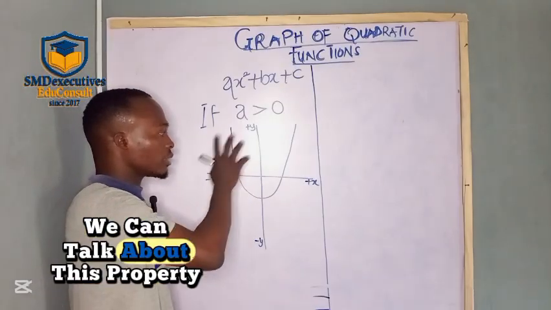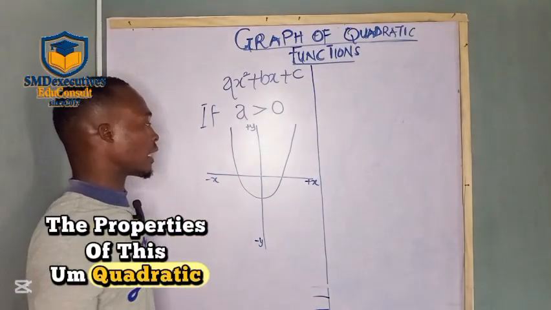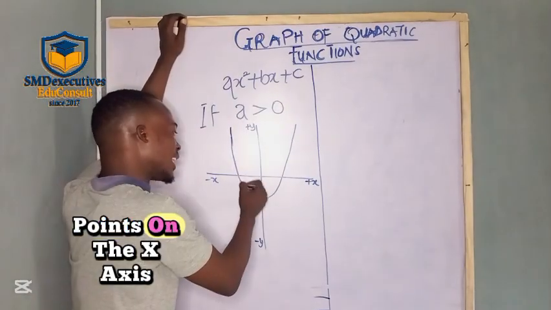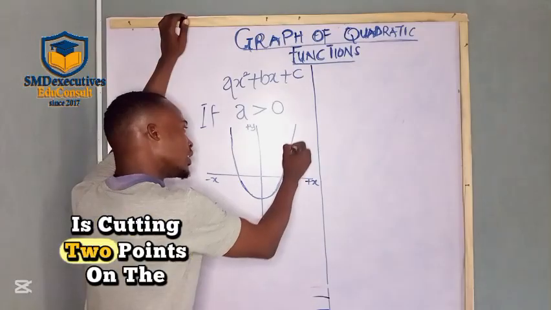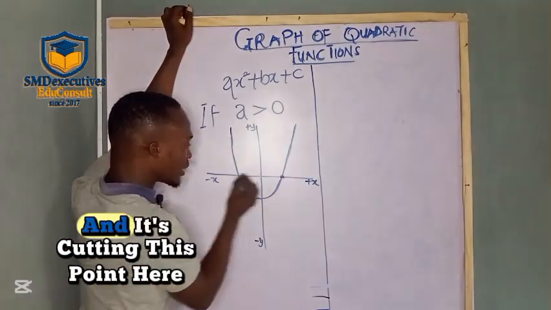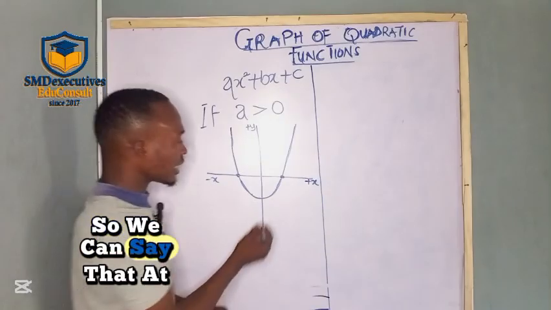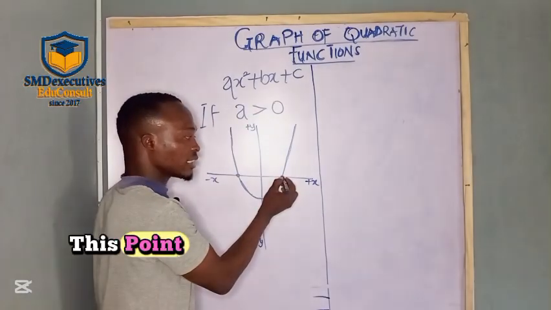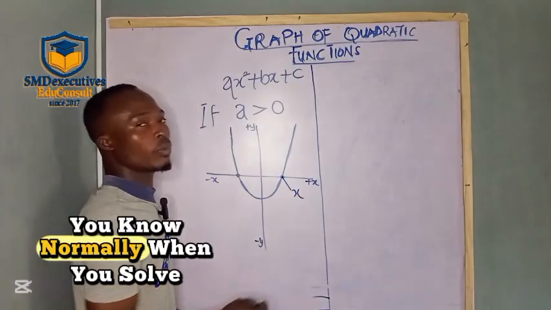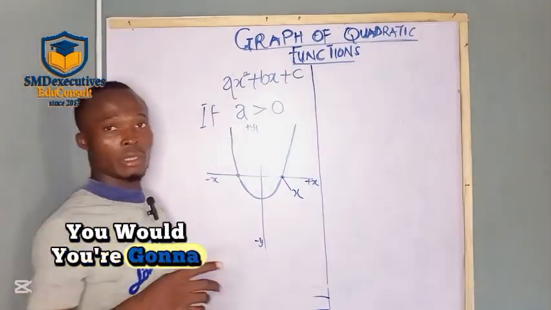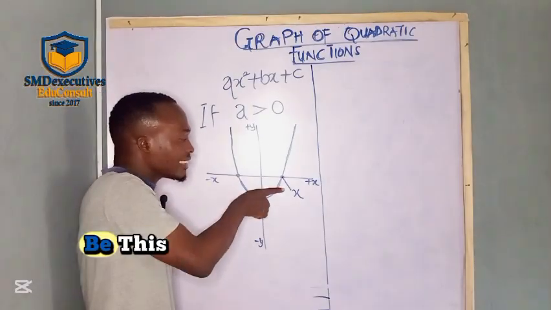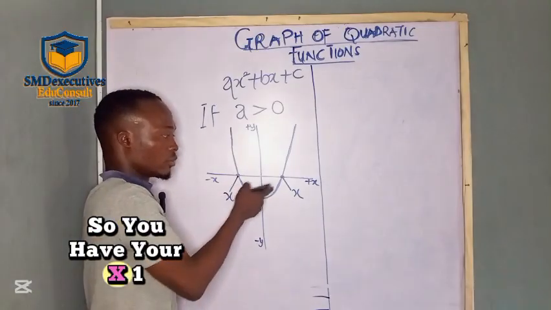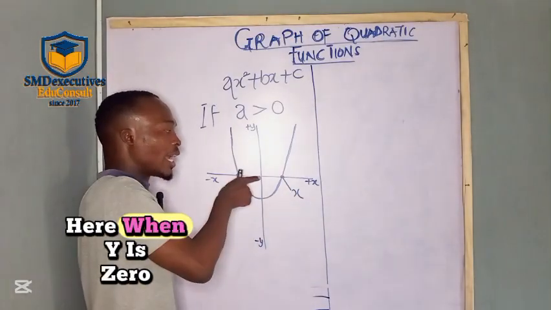But what are the things we can talk about, the properties of this quadratic graph? The first thing we need to know is that this U shape cuts 2 points on the x-axis. It's cutting this point here, and it's cutting this point here. So at these points, this is our x-intercept. At these points, you have the values of your x. Normally when you solve a quadratic function, you're meant to have two answers. So the first answer is going to be this, and the second answer is going to be this. That's the first 2 points there. So you have your x1 and your x2 here, when y is 0.